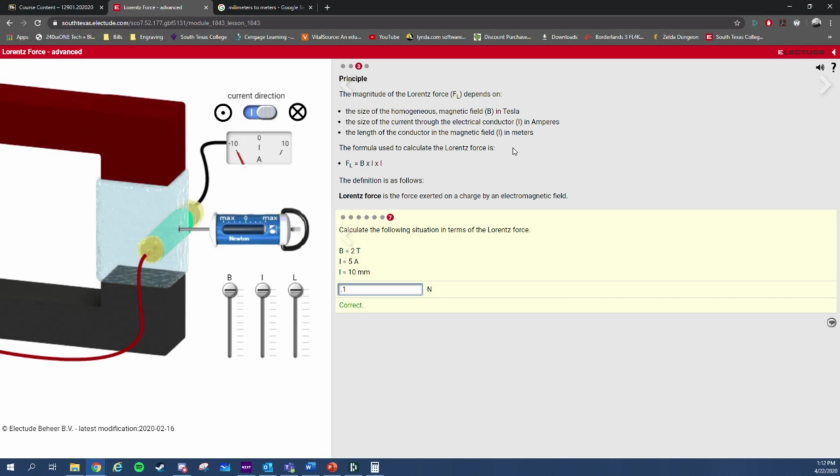So that's a little tricky, and the thing about this is Electude is actually a universal based system, and they use a lot of the metric system. So you won't see inches or feet. You're gonna see meters, millimeters, and centimeters. But yeah, John was correct. You do have to convert millimeters to meters to get the correct answer on this one.